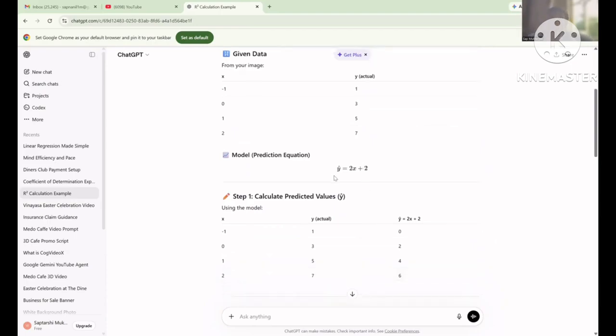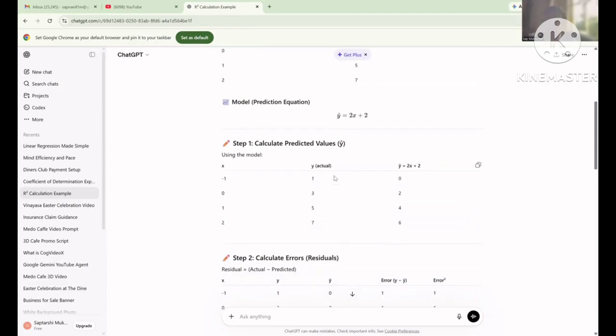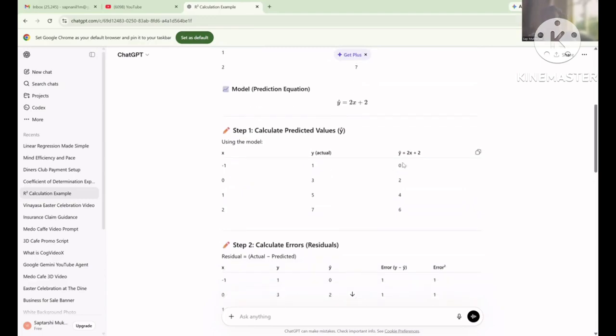So we have been given the data. Now, the first step is very, very simple. The first step is calculating the y hat. y hat equal to 2x plus 2, which has been given. So we have the actual, we have the x value, and we are calculating the y hat value. So 0, 2, 4, 6, which we are getting because we have x.